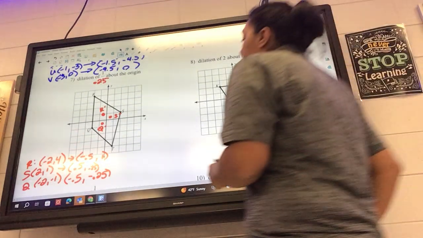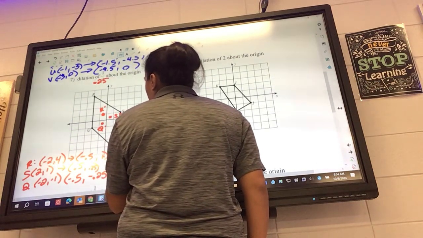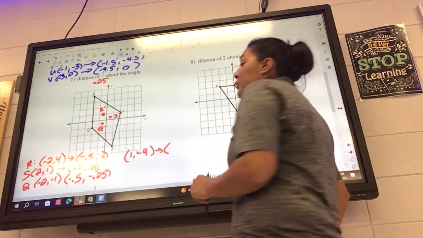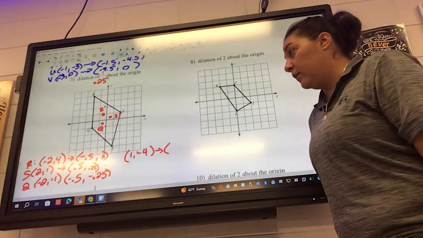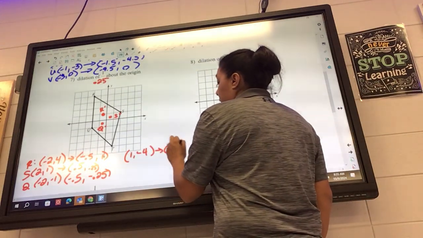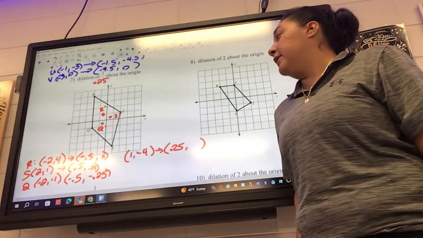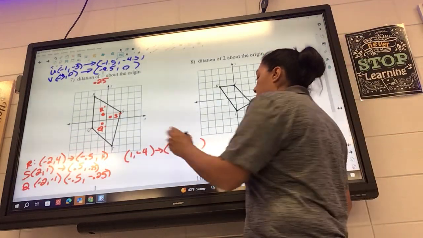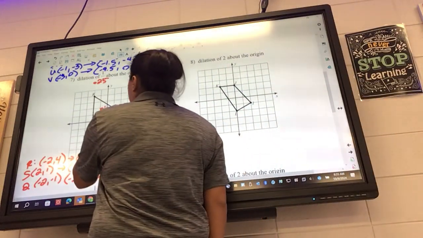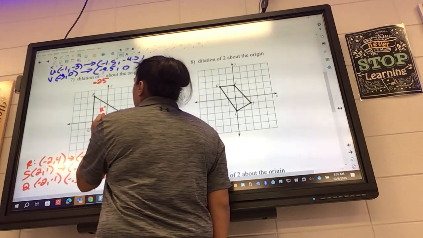Okay, and then lastly, T is going to be 1, negative 4, my bad. So the 1 should be what? 0.25. And then what about the 4? What should the negative 4 be? -1. Okay, so 0.25 and then -1 is going to be somewhere here for T prime.